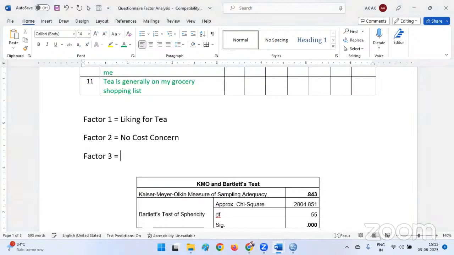And factor 3 is actual purchase or purchase intention or purchase behavior. Since behavior is a very broad term, we can use purchase intention or purchase pattern or something similar. We can say purchase pattern, we can say purchase behavior. That's fine for now. Now, liking for T, no cost concern, and purchase behavior.